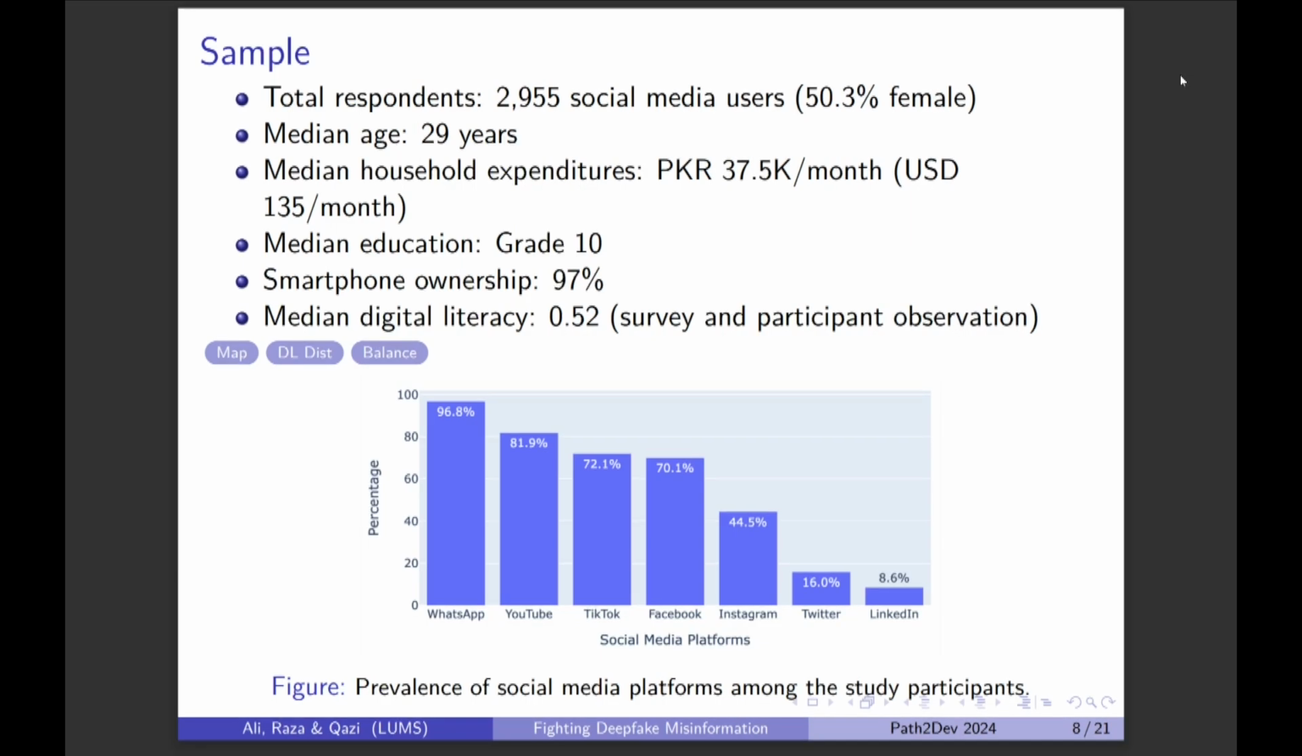Okay, so here's a snapshot of the sample we have. We have about 2,900 social media users. We've recruited them through a field survey. This was done in Lahore. We focus specifically on areas within Lahore, where we find a lot of support or comparable support for the two biggest parties in the country right now. So that's what we use, and we use the 2018 election data to help us identify those places within the city. Half of our sample is female.